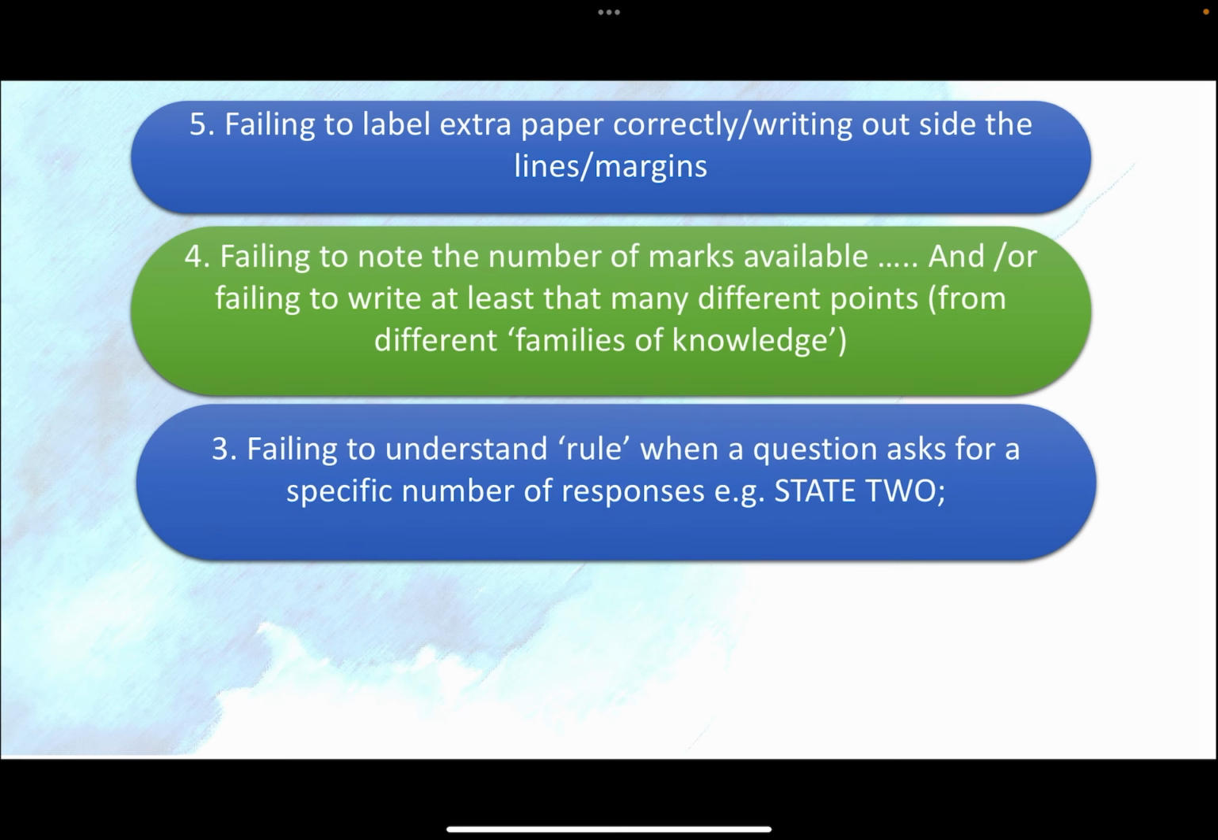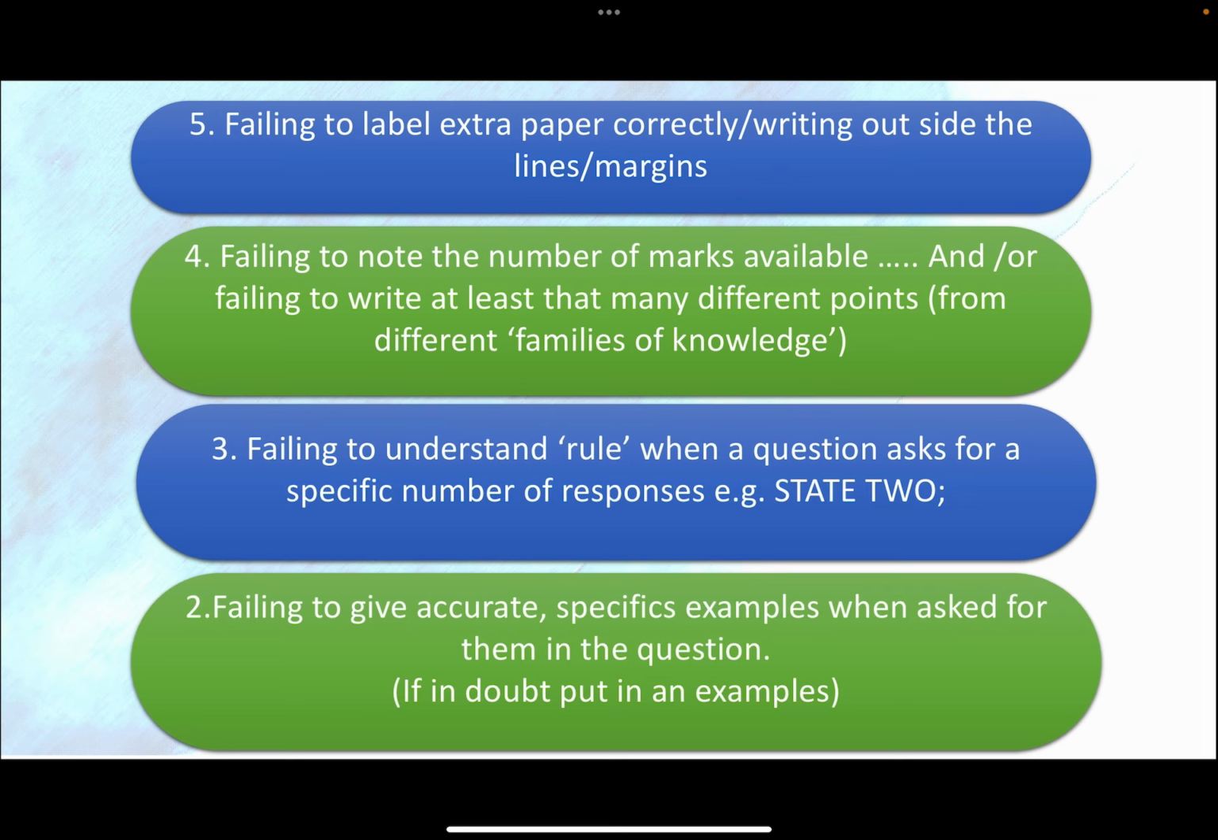Number 3, failing to understand the rule when a question asks you to state 2. So let me help you with that. If a question just says describe the characteristics of an effective leader and it's 2 marks, you could write down 3 or 4 points and still get the mark. But if the question says state 2 characteristics of an effective leader, then the examiner has to mark the very first 2 answers that you put down. Okay, subtly different.